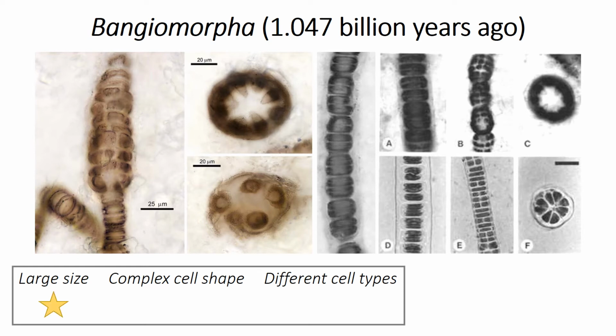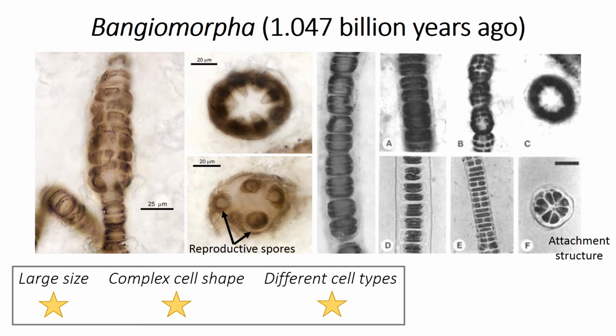There are a variety of cell shapes as well, so we'll give it a check for complex cell shape that would be consistent especially with the cytoskeleton. And finally, there are different cell types, so we'll give it a check as well. There are reproductive spores. There are cells that are specialized to be an attachment structure, for example.